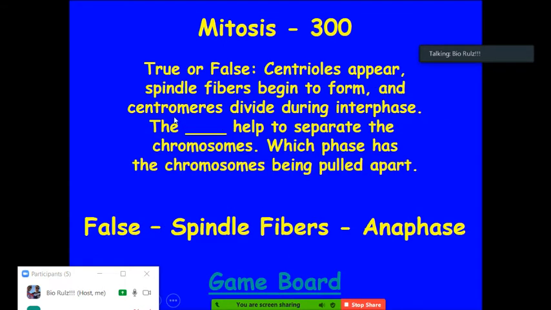Okay, so true or false, centrioles appear? No. That stuff happens in prophase, okay? The spindle fibers help separate the chromosomes. Remember, they attach to the centromeres, and the centrioles, which are those licorice-looking things on the edge of the cell, act kind of like fishing poles. And if you remember the Crash Course video, additionally, it's really related to some proteins that are kind of pulling from the centrioles, and they pull those chromosomes apart in anaphase. Nice.